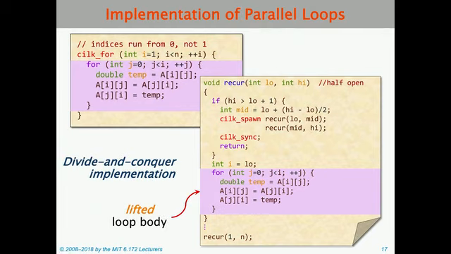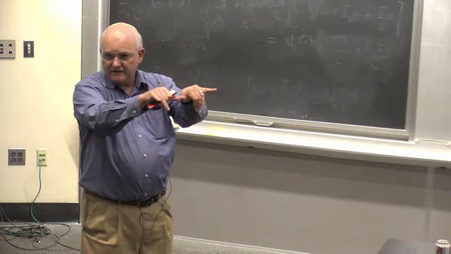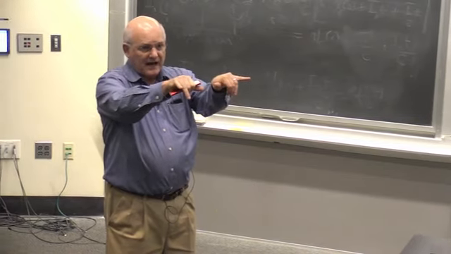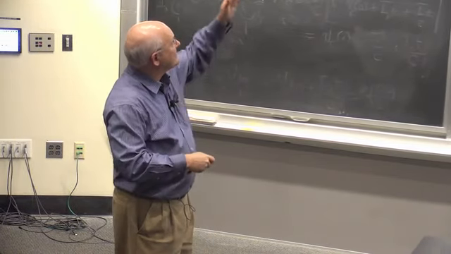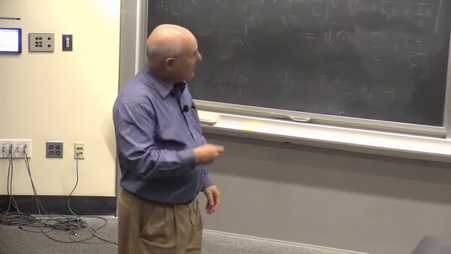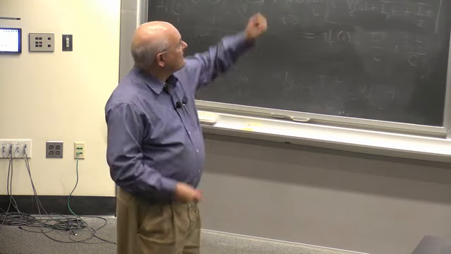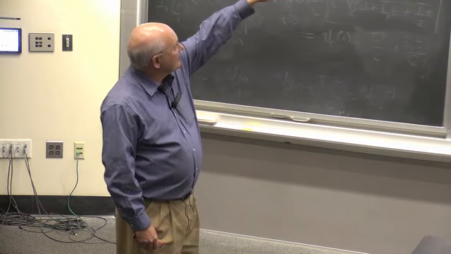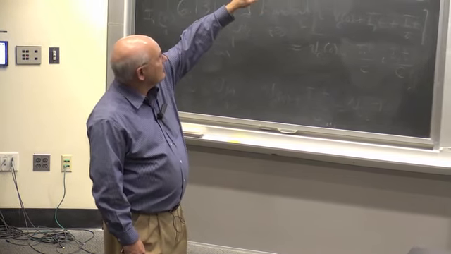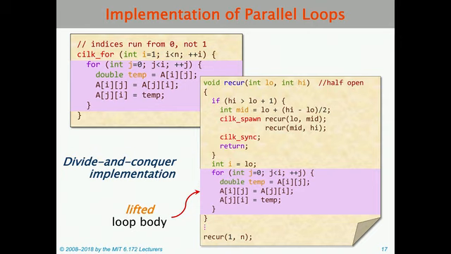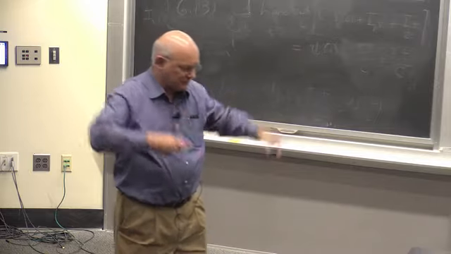And what it's doing is it is finding a midpoint and then recursively calling itself on the two sides until it gets down to, in this case, a one-element iteration, and then it executes the body of the loop, which in this case is itself a for loop, but not a parallel for loop. Okay? So it's doing divide and conquer. It's just basically tree splitting.